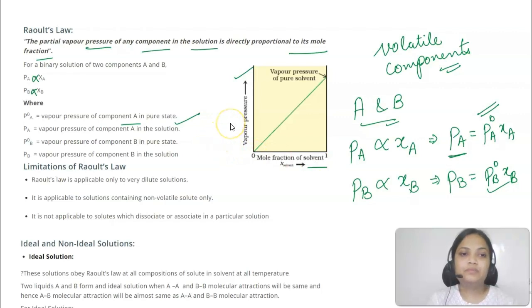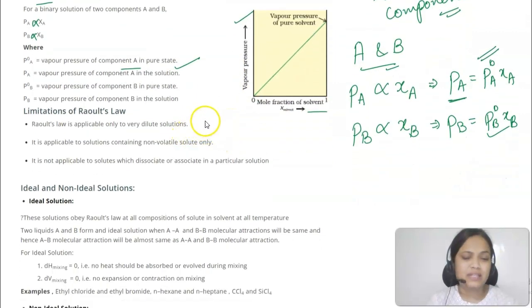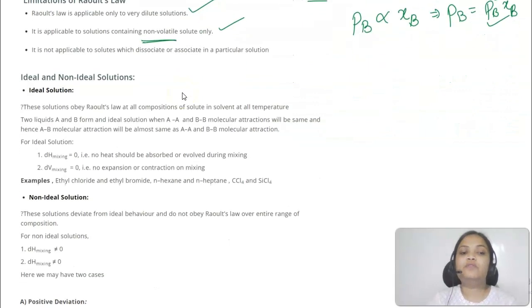Okay. So students, the limitations of Raoult's law are that it's applicable to only very dilute solutions, and yes, I told you where there are non-volatile solutes. Okay, means the two components are volatile, right? So if there are non-volatile solutes, then it's applicable here. And here we are not talking about association or dissociation of solute, that we have discussed in the Van 't Hoff factor. Then we have two types of solutions, ideal and non-ideal solutions.